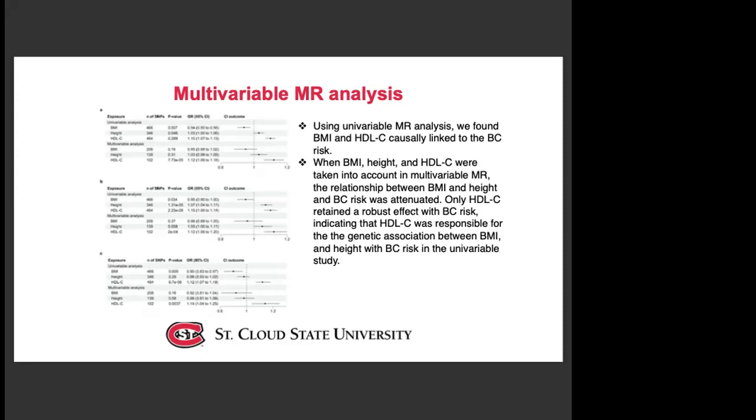So when we do univariable analysis, we found 3 traits that are associated with breast cancer. They are height, BMI, and HDL-C. But we don't know how the association works. And when we put them together and do the multivariable analysis, we found that HDL-C was responsible for the genetic association between BMI and height with breast cancer. That means BMI and height are associated with breast cancer through HDL-C. Does this make sense? Which one is responsible? HDL-C, yeah. Because height and BMI are associated with HDL-C, and HDL-C is the one that is responsible for the association with breast cancer.